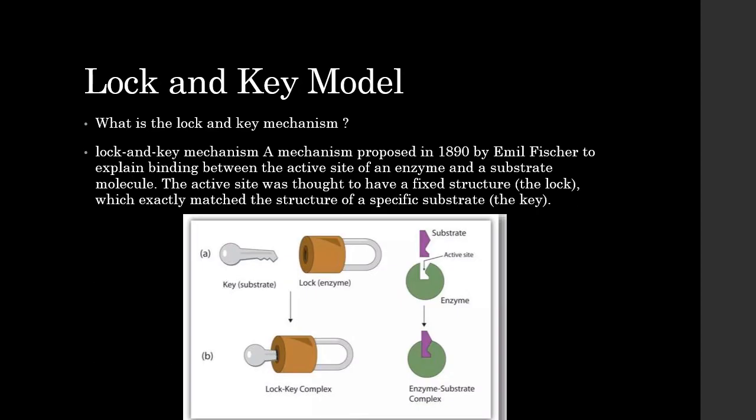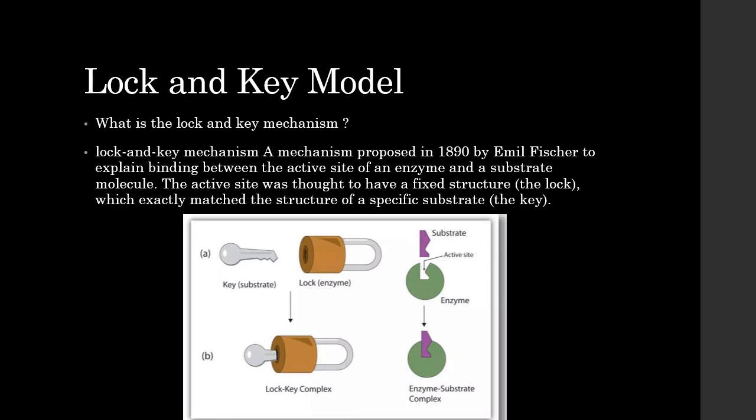Now we are looking at the lock and key model given by our scientist Emil Fischer. So what is the lock and key mechanism? The lock and key mechanism was first proposed by Emil Fischer to explain the binding between the active site of an enzyme and the substrate molecule. The active site was thought to be a fixed structure, just like a lock, which is rigid. In the same way, the active site was thought to be very rigid with exactly matched structure to the specific substrate, the key.